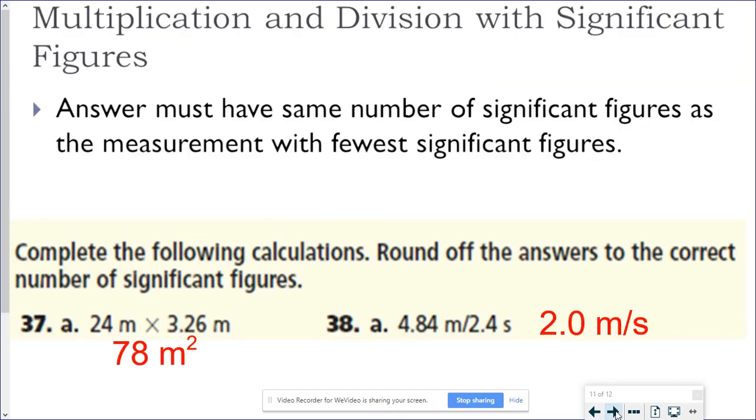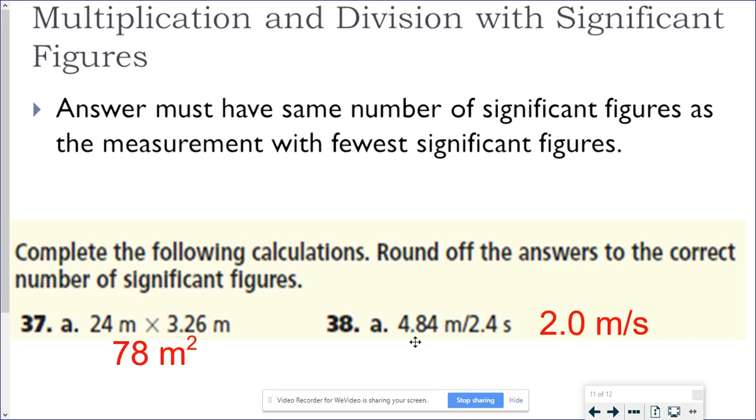Multiplication and division then have special rules. For that, you count up the number of sig figs, and whatever measurement that you had that had the fewest sig figs in it, that's how many has to be in your answer. So here we have a 2 sig fig number multiplied by a 3 sig fig number. When we multiplied this out in our calculator, we came out with 78.24. But since our value here that was measured was only 2 sig figs, our answer can only be 2 significant figures, and that's why it's 78 meters squared.